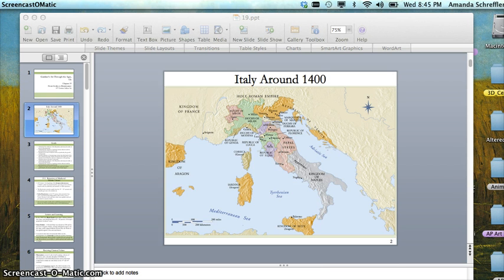So just to refresh your memory, we are in Italy. We are in the 14th century, and we're looking right now at all of these city-states that I talked about. So we're going to look at art in Florence, in Sienna, in Venice, so all different places in Italy.